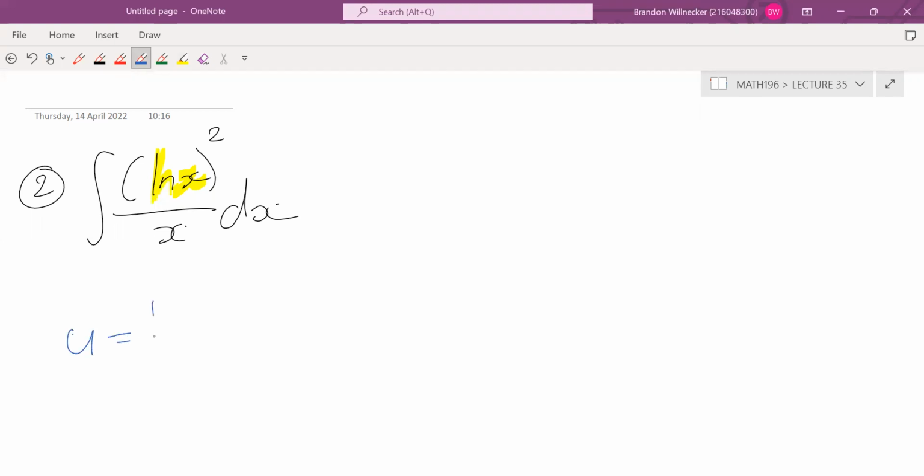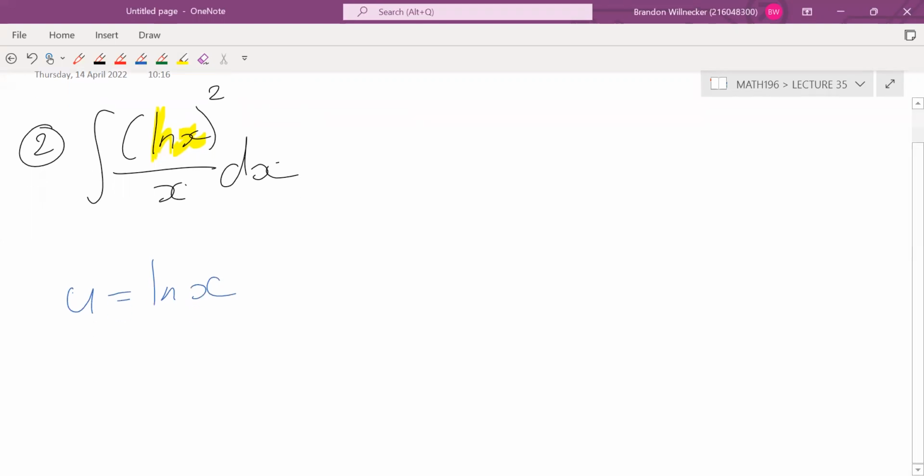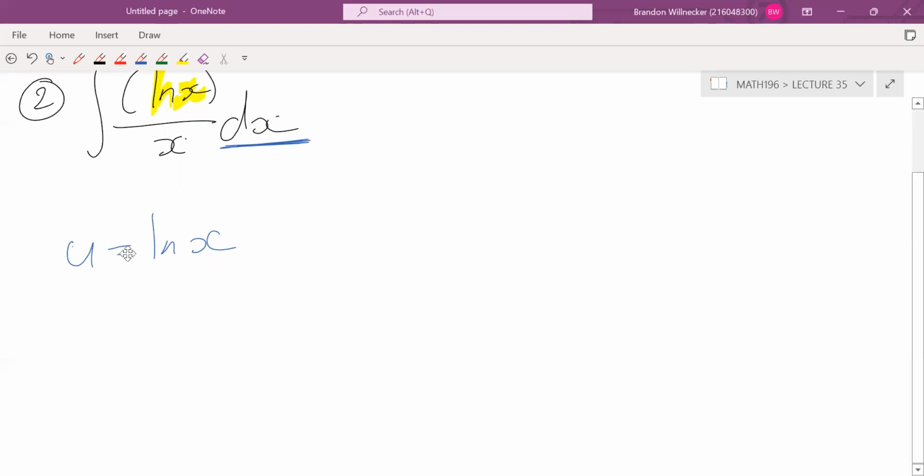So we let u be the natural log of x. So that means this top part will become u squared, which is a lot simpler than the natural log of x squared. But we can't just do a replacement like that. Remember, we also need to replace the differential. You can't just leave that. So we need to find dx. How do we find dx? Well, we've got u in terms of x, so we can find du. So du is the derivative of the natural log of x, which is 1 over x dx.